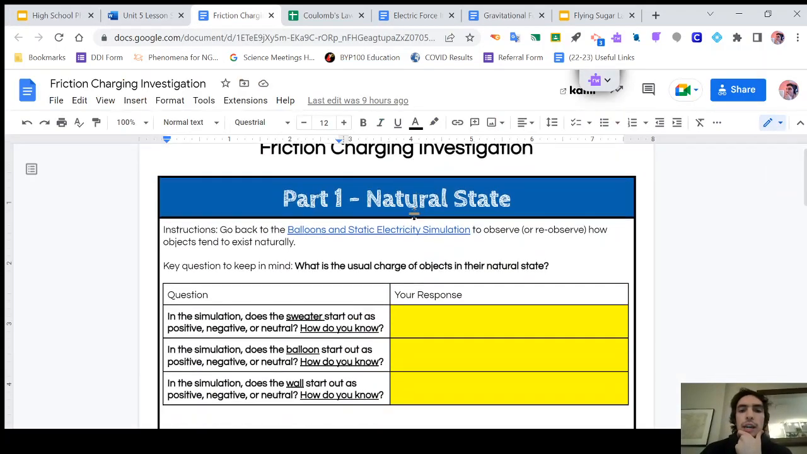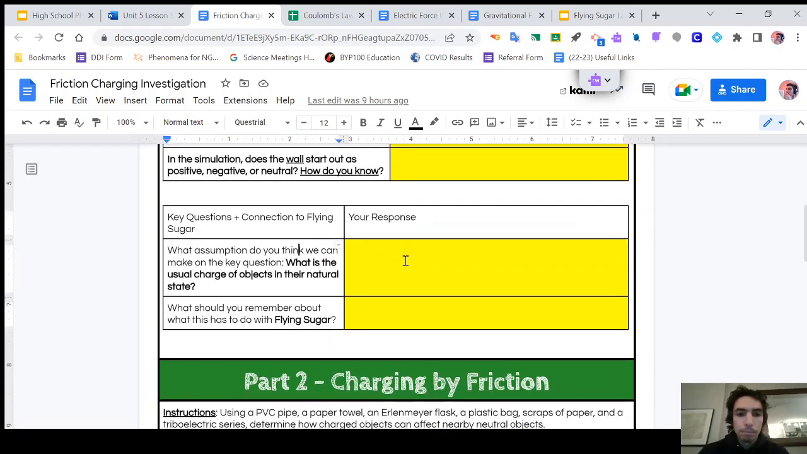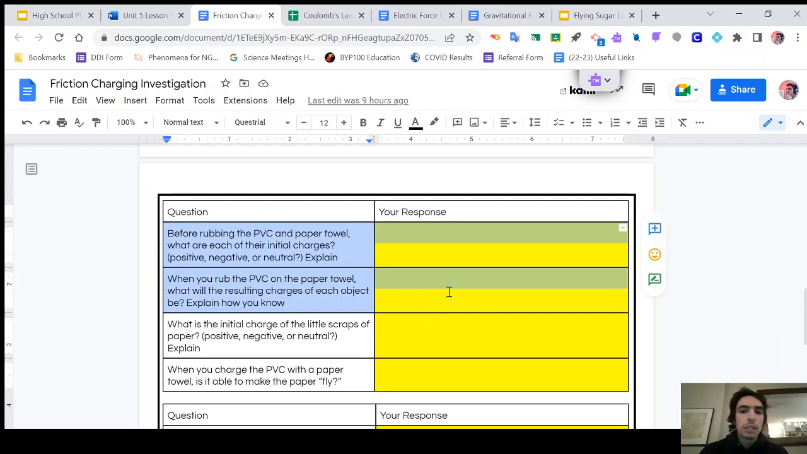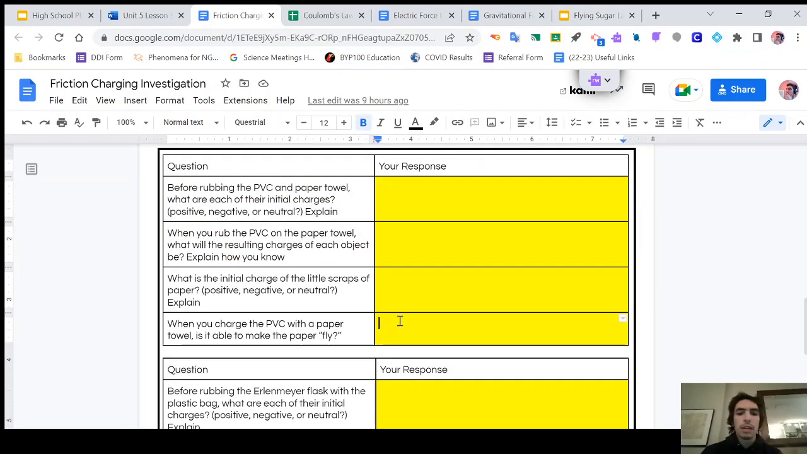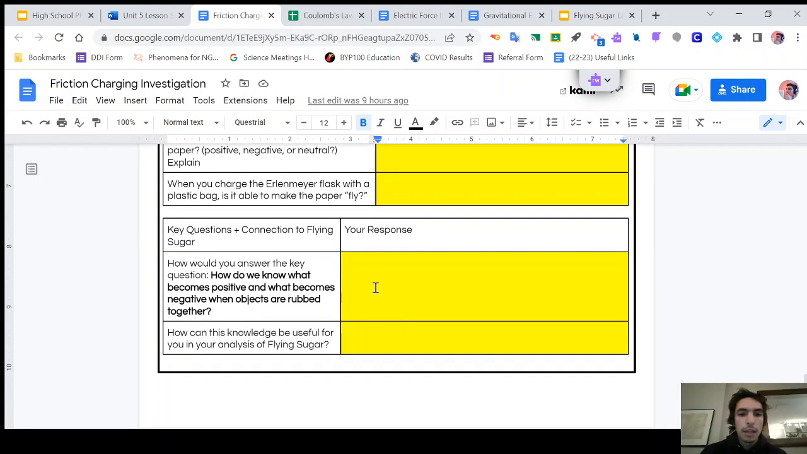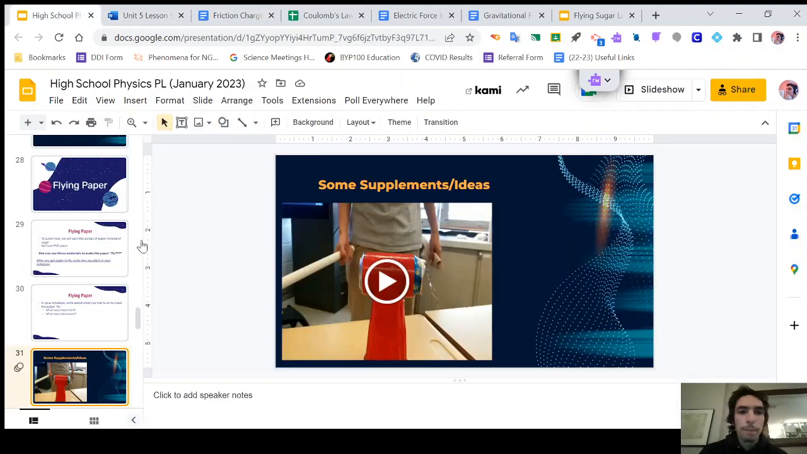And the exploration that goes along with this, which is also in the folder in Google Drive, we look at charging by friction after rubbing the PVC. What charge does it have? Why is it making the paper fly? All these different things. So they try to investigate this, and then how do we know what becomes positive? All of these different things. But this investigation is linked in there, and again, it's going back to this constant competition between these two field forces and thinking about the relative strengths and uniqueness of each of them.